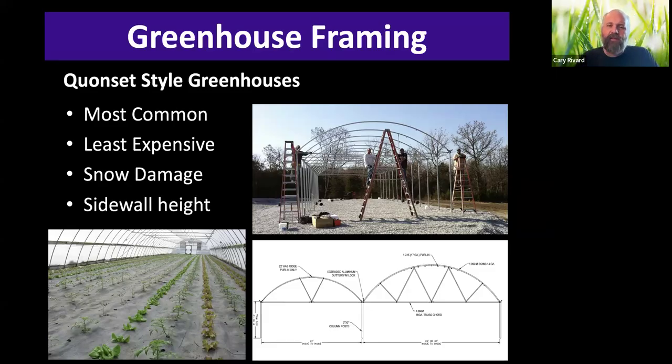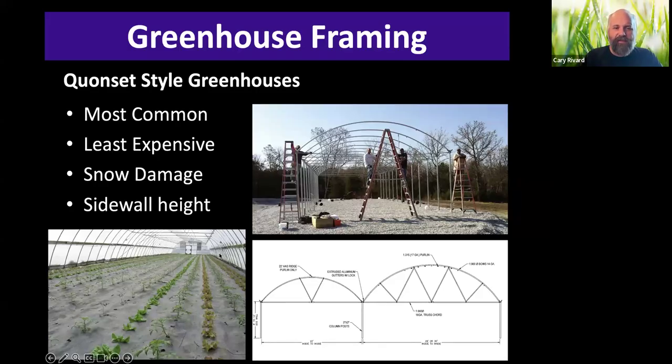Now, one of the things we always want to keep in mind is we think about Quonset style greenhouses and hoop houses as sort of just this giant hoop that goes from the ground all the way to the roof, right? But in reality, the Quonset is actually just the truss. And you can build a Quonset style greenhouse at any height. So this is a 10-foot sidewall greenhouse here, right? And so it's going to be nice and tall. It's going to have a big air volume. You're not going to have any problem growing tall crops up against the side.